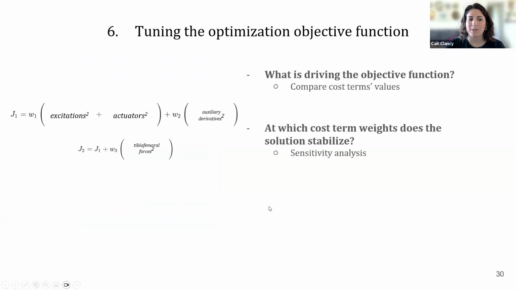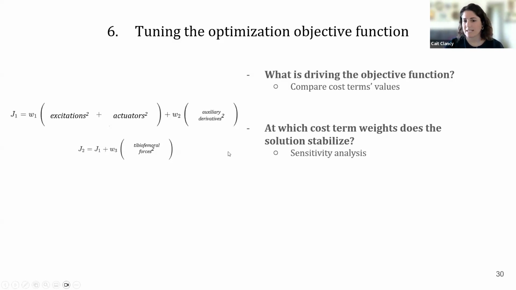And so now we can bring back these objective functions. And what we want to ask ourselves when selecting these weights is, at which cost term weights does the solution stabilize? And this is a very iterative process. This is absolutely not one and done. And there are many sensitivity analyses that are performed when determining these weights. And so let's talk about the first weight, weight one, or W1 first.